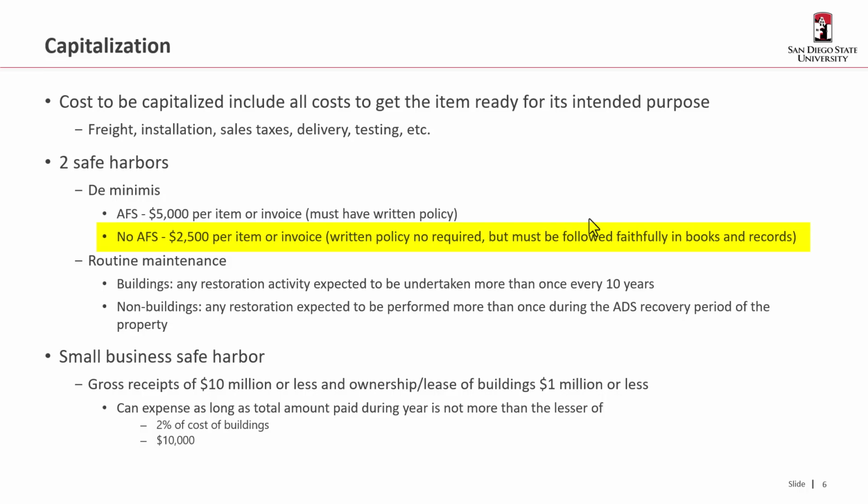You don't have to have a written policy, but you do have to actually institute that policy in your books and records. So it needs to be followed. And the second safe harbor, so that means you could buy 60 computers for $1,600 each. And we all know that a computer doesn't last forever, but it probably lasts for more than a year. And rather than depreciate them, you could just deduct them under the de minimis safe harbor as long as you were doing it for book purposes as well.